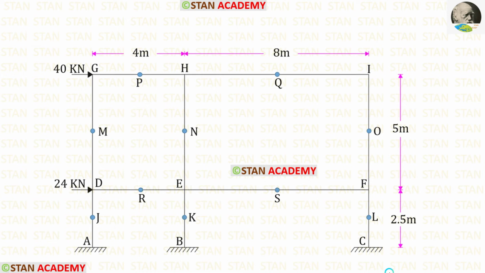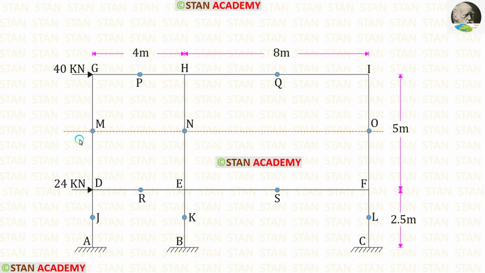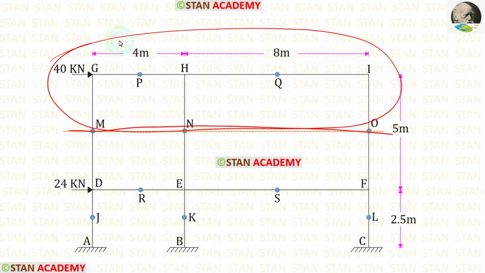Now we are going to make the analysis in the top story. In the top story, let us take the columns GD, HE and IF. We know that in these columns, the point of contraflexure lies in the center. In the top story, let us separate the frame into two parts. From the center of the columns, let us take the top portion.